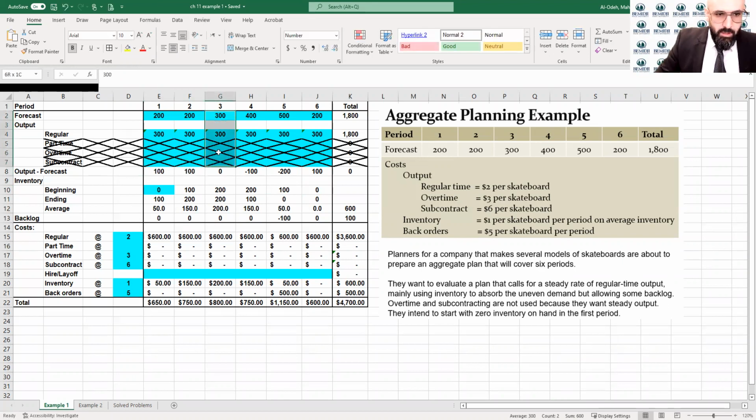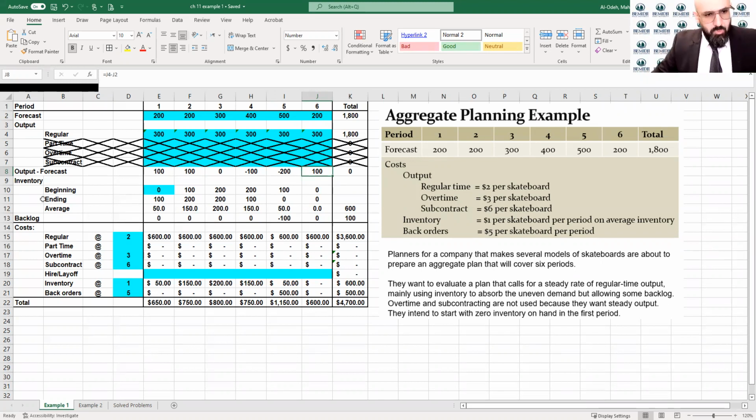For period 3, we're making 300 units. The demand is 300 units, so there is a 0 left over. For period 4, we're making 300, but the demand is 400, so we're short of 100. Same thing here for period 5, we're making 300, but the demand is 500. We're short of 200 units. Period 6, we're making 300. The demand is 200, so we're making a 100 units extra.